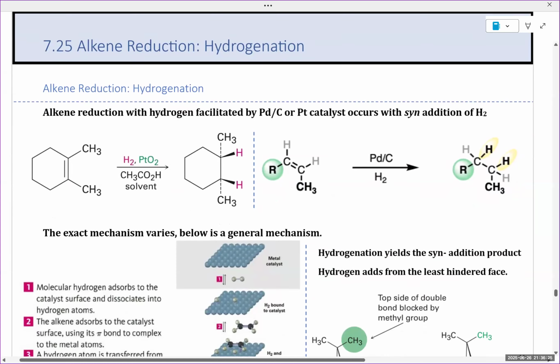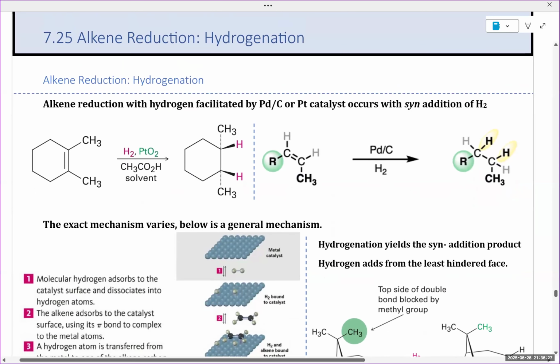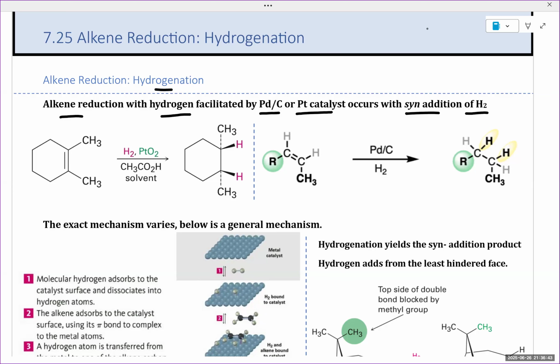Let's talk about another concerted mechanism. In this case, this is alkene reduction via hydrogenation. So alkenes can be reduced with hydrogen, facilitated either by palladium on carbon or a platinum catalyst. Alkene reduction with hydrogen occurs with syn addition of hydrogen. So both of the hydrogens are installed on the same face.